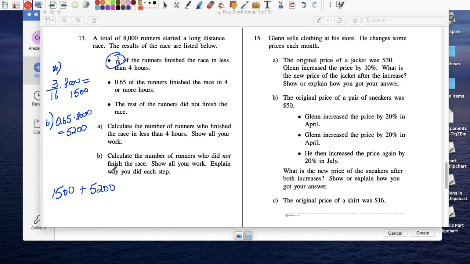Let's add those up. We get 6,700. So I'm assuming the difference, right, the 8,000 that started minus the 6,700 that finished in less than 4 and more than 4 hours, that leaves us with 1,300 runners, and those are the ones that did not finish the race.